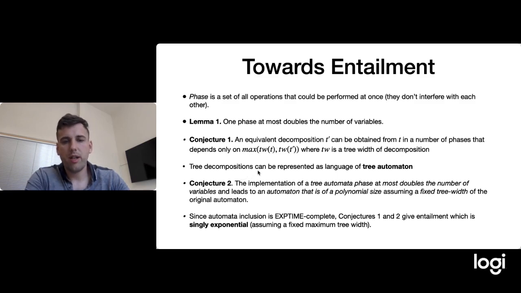Tree decompositions can be represented also as the language of a tree automaton, and we can add the phase operations to tree automata. Then we get the second conjecture, which says that a tree automata phase at most doubles the number of variables and leads to an automaton that is of polynomial size, assuming fixed tree width of the original automaton. And this automata inclusion is EXPTIME-complete. Conjectures 1 and 2 give a result which is singly exponential. That's the main result we want to prove.